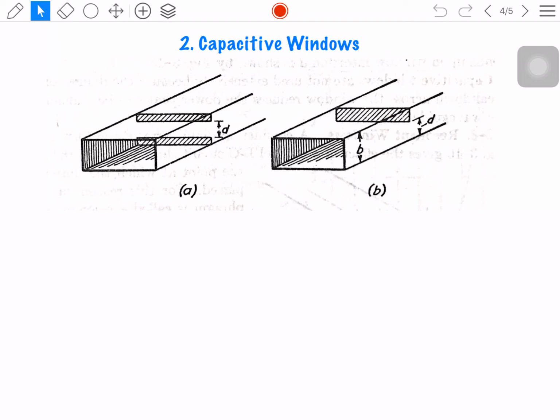Conducting diaphragms extending into a rectangular waveguide from the top and the bottom walls, as shown in the figure, produce the effect of capacitive susceptance shunted across the waveguide at that particular point where the diaphragms have been placed. They are therefore called capacitive windows.